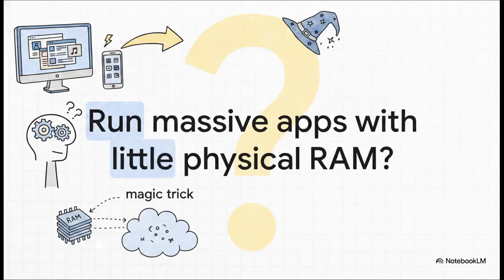So I want you to think about a super relatable, everyday problem. How exactly does your computer or even your smartphone smoothly run a dozen massive applications all at the same time? You know, your web browser with 50 tabs open, your music playing, your messaging apps, a heavy photo editor, all running flawlessly when you only have a relatively small amount of physical RAM actually installed. It kind of feels like a magic trick, doesn't it? Well, today, we're going to learn exactly how that trick is pulled off.